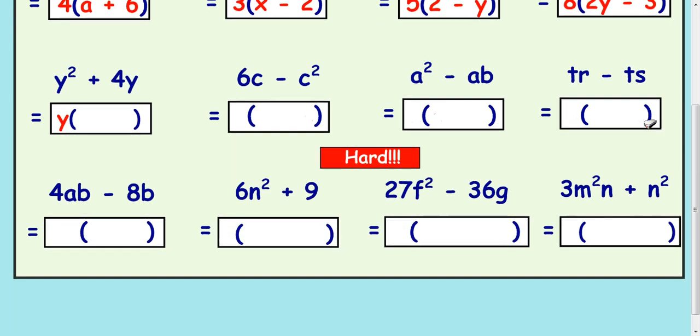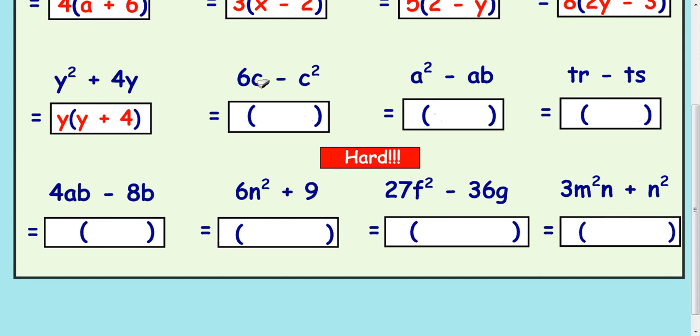Okay, let's move on to the second row here. In all these ones, instead of having a number as a common factor, we're going to look for a letter. As long as the letter is common to both bits, we can take that outside the bracket. So in this case, there's a y in both parts. So y times what makes y squared? Well, that's y. We need a plus, and y times what is 4y? That's a 4.